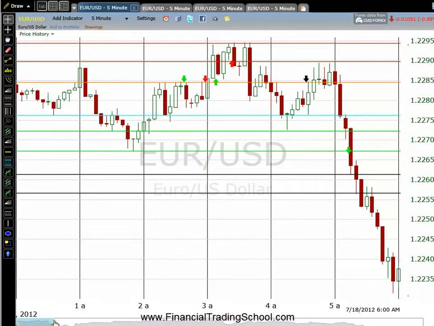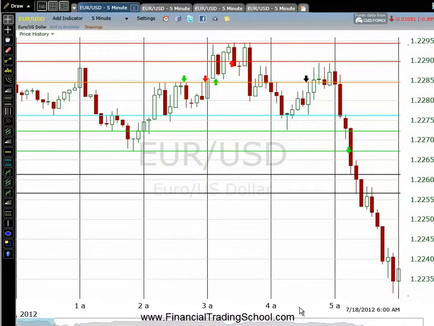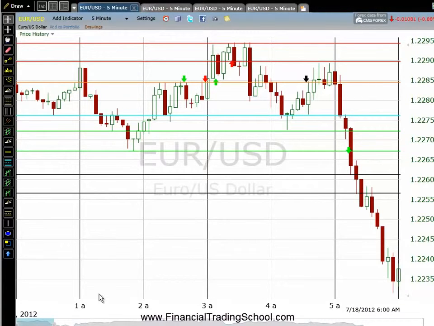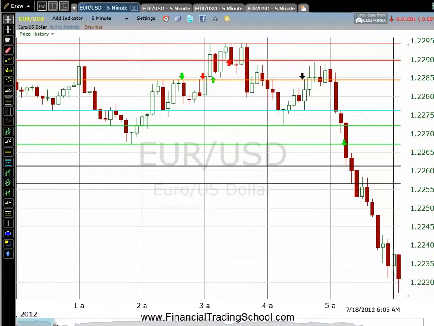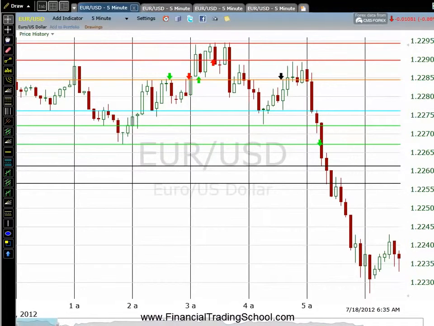So right now, after moving this much, I would just avoid trading for about 2 hours. Because if it moved this much, it's going to have to consolidate and range before the next thing happens. So let's just move forwards about an hour and see what happens.